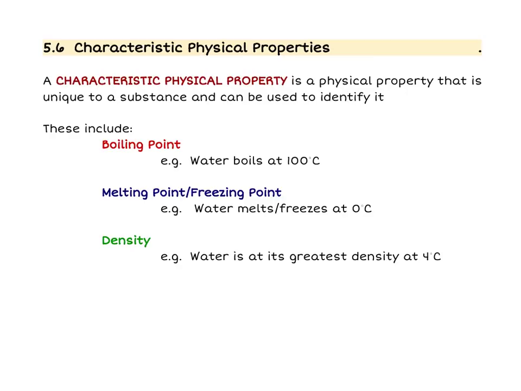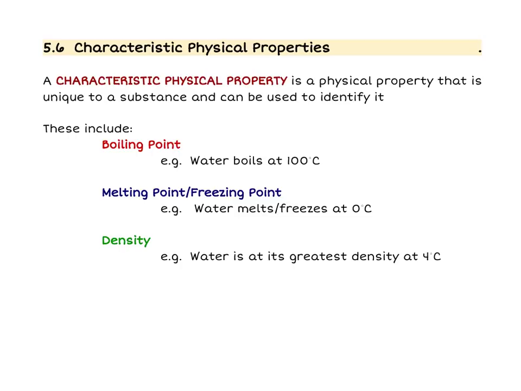So what makes a characteristic physical property characteristic is the fact that it is, in fact, unique to that particular substance. Think about it like a fingerprint. Your fingerprint is unique to you, whereas your height is not unique to you. So your height would be a good physical description of you, but it would not be a characteristic physical description, whereas your fingerprint would be.